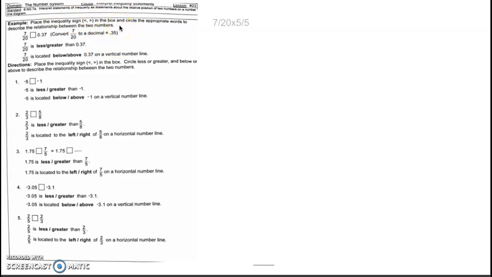I know that I can multiply 20 by something to make it 100, and that's 5. So I'm going to multiply the denominator and the numerator both by 5, which is why it looks like that. And 7 times 5 is 35, and 20 times 5 is 100.